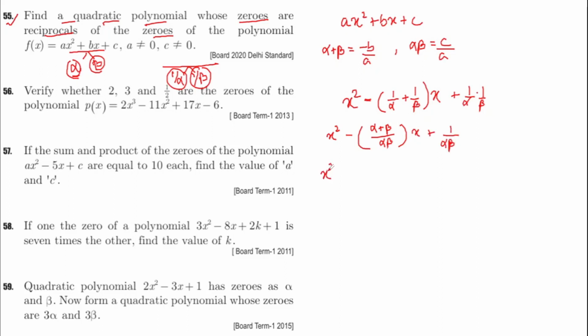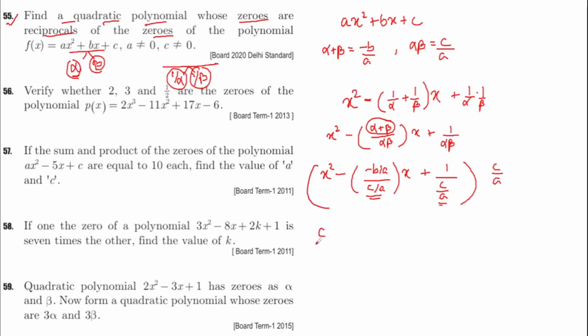Okay. Now x square stays x square. In place of alpha plus beta put minus b by a, and in place of alpha beta put c by a, and this will be x, plus 1 by, in place of alpha beta put c by a. As you can see, there is a term c by a in both the terms, but here we don't have any c by a. So if we multiply the entire polynomial by c by a, what will we have?